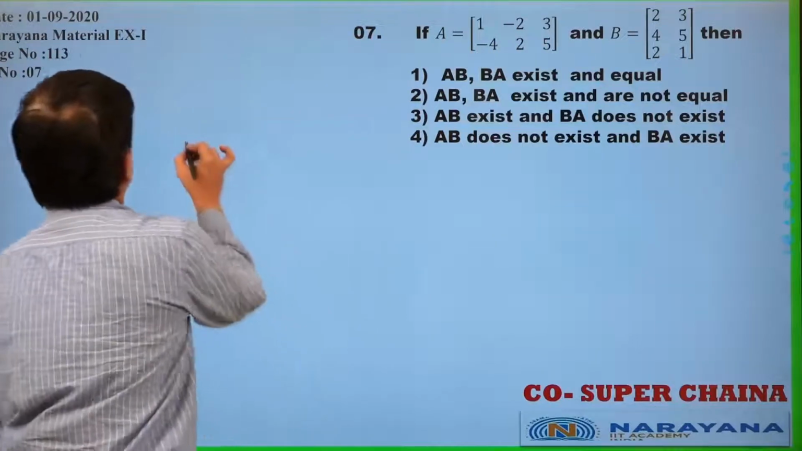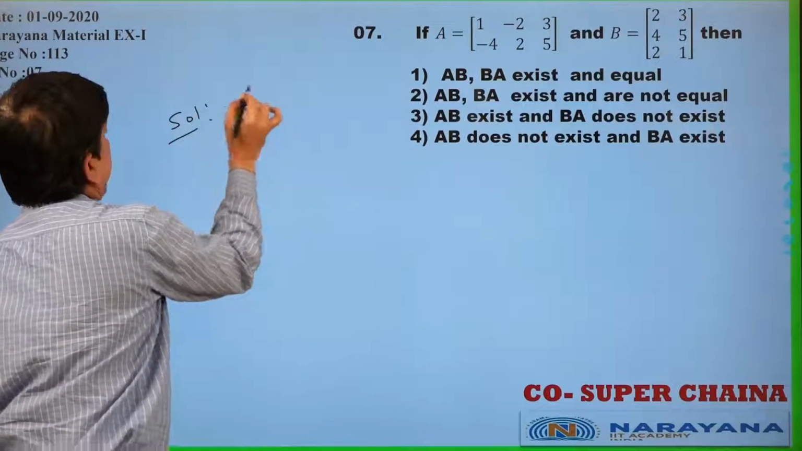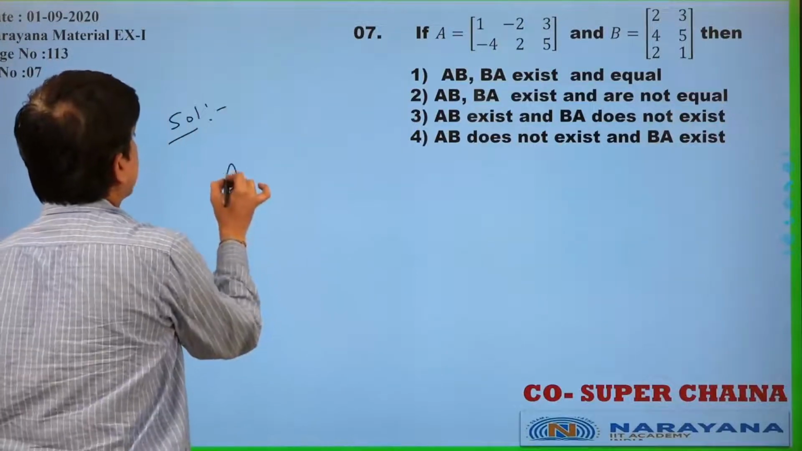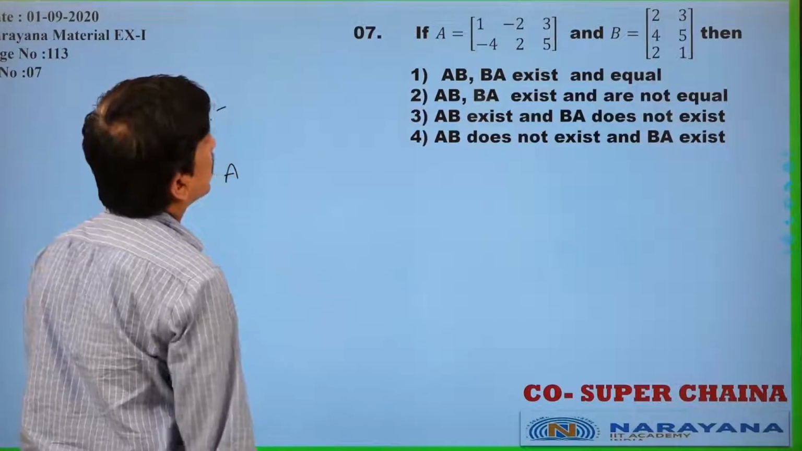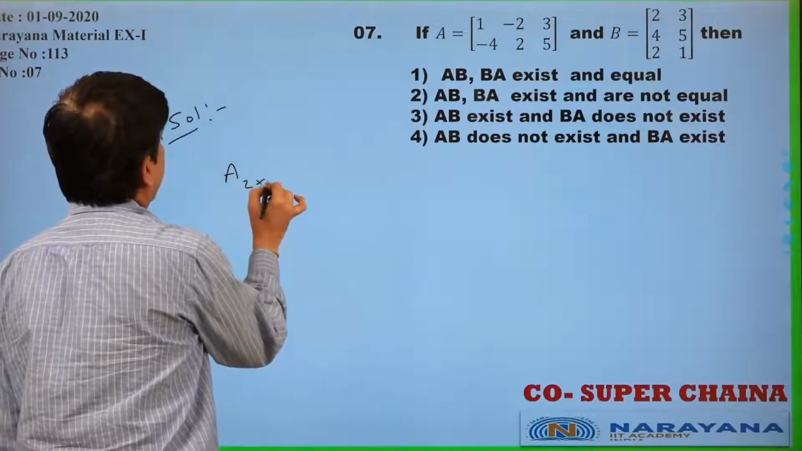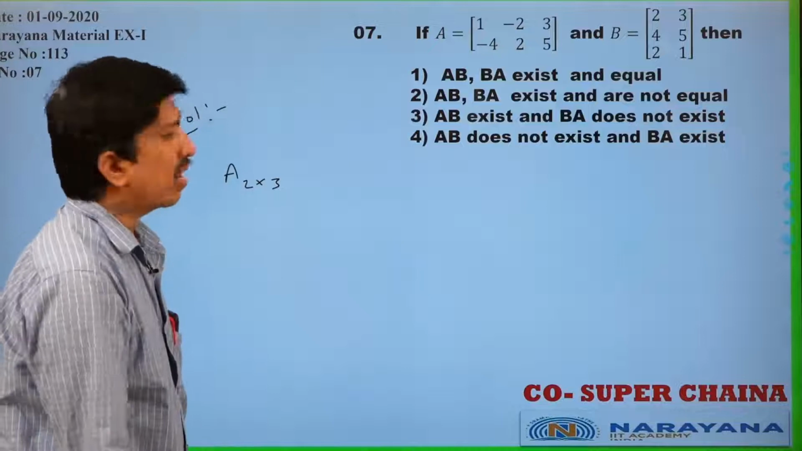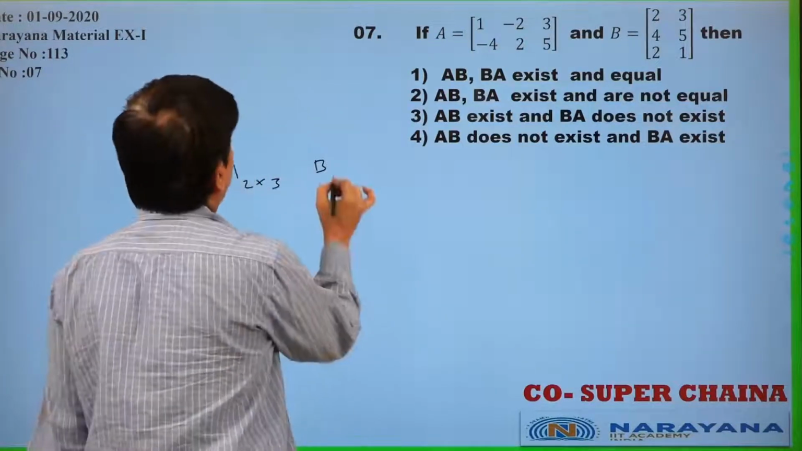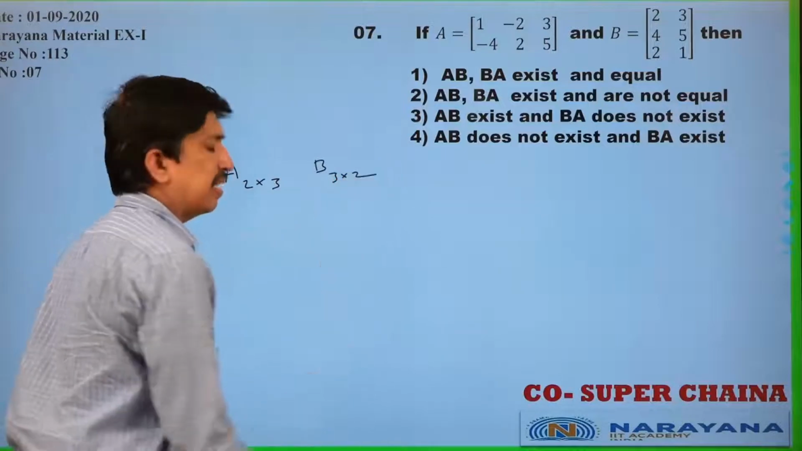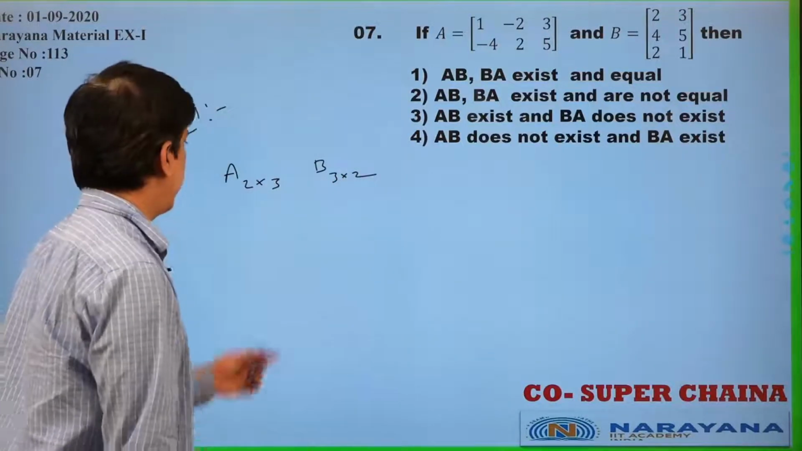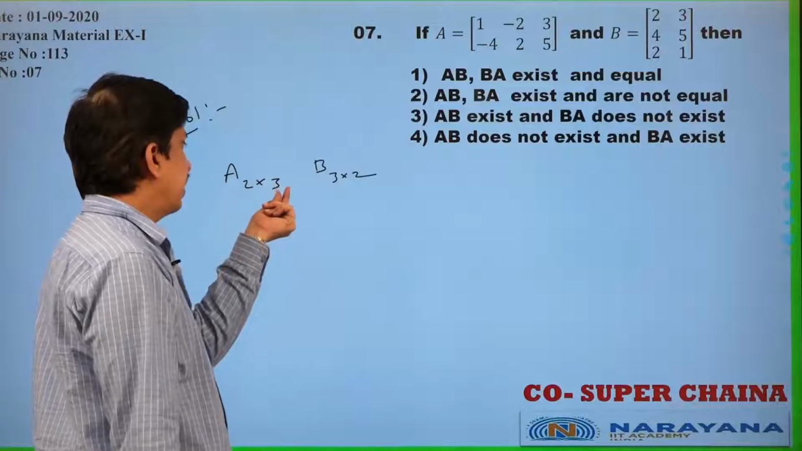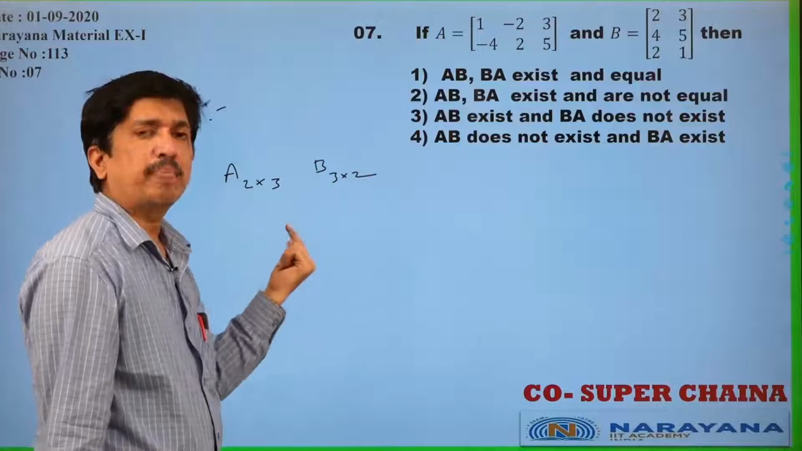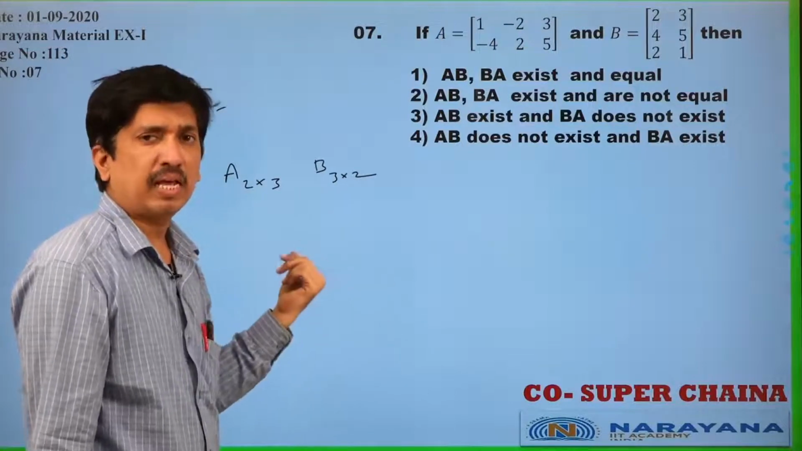Now, you see this one. Here A is given, B is given. Now, A is the matrix of order, what is that? 2 by 3 matrix only. Is it clear or not? B is the matrix, that is nothing but 3 by 2 matrix. AB exists or does not exist? Exist only. Why? Because number of columns in A is equal to number of rows in B. If you get that, matrix multiplication is possible. Is it clear or not?